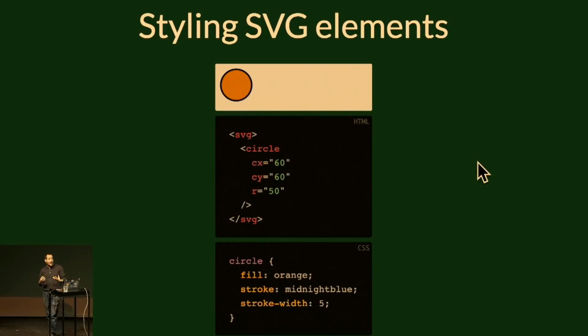You can also style SVG elements with CSS, but the properties look a little bit different. As you can see, instead of background, we have a property called fill. We have stroke and stroke-width instead of border. So this will be very similar. You select elements the same way, but the way that you style them is a little bit different.